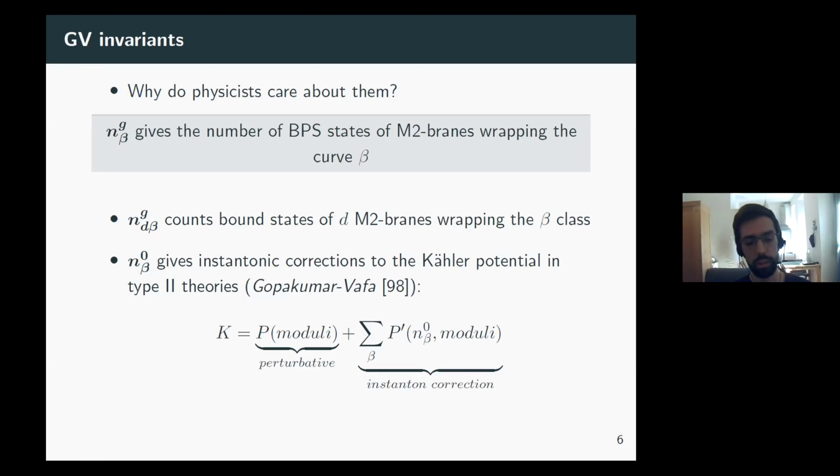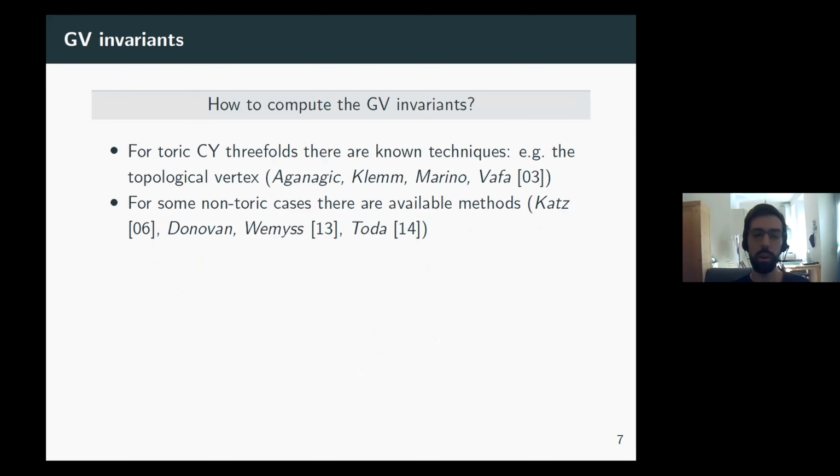The point now is, how can we do this? How can we compute in practice the GV invariants? We know that for toric Calabi-Yau threefolds, so for the toric case, there are existing techniques, for example, the topological vertex, and also for some non-toric cases, there are available methods due to these authors, Katz, Donovan, Wemyss, Toda, and many others. And in the following, I'll focus on this latter case, so on non-toric cases.